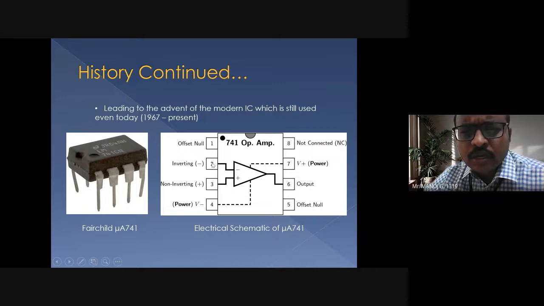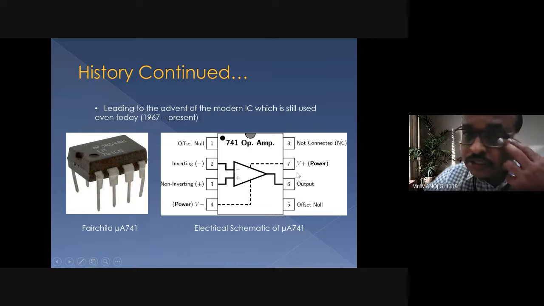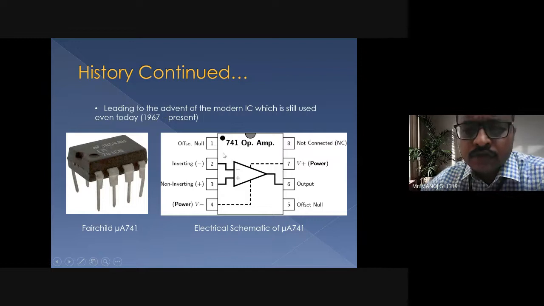This is the configuration of the modern IC, which consists of 8 pins. The first one is offset. Then we have two input terminals, the inverting terminal and the non-inverting terminal. Then you have the power supply, positive and negative swing. Output comes across pin 7. Then there is an offset null. Then there is an NC pin, which is a non-connected pin. This is the configuration of a 741 op-amp.